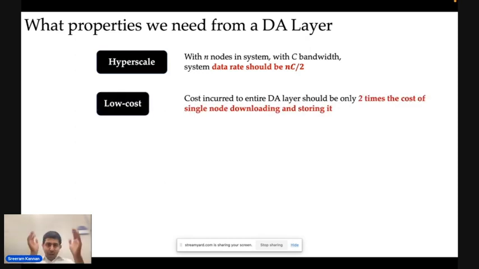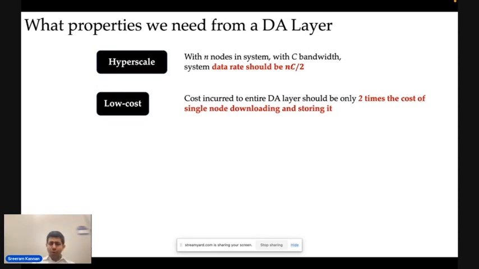Okay, so that's the scaling. What about the cost? If you compare to a system like AWS, which is a single node downloading and storing data, maybe with a couple of copies or 5 copies storing it, you want to get to that kind of cost basis. Even though you want your system to have thousands or maybe hundreds of thousands or even millions of nodes, the cost basis should not be as though every node needs to download and store the data.